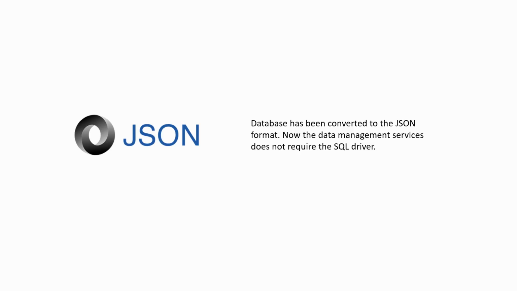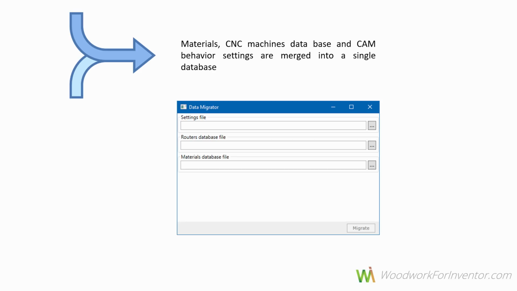First of all, we changed the database format from SQL to JSON. Basically, this speeds up the work with the data in the database. Instead of having multiple files, now you have one single JSON file, which is basically some sort of text file, which is very easy to manage. And because we don't require an SQL layer in the middle between Woodwork and the database, direct database control allows you to work with the data faster.